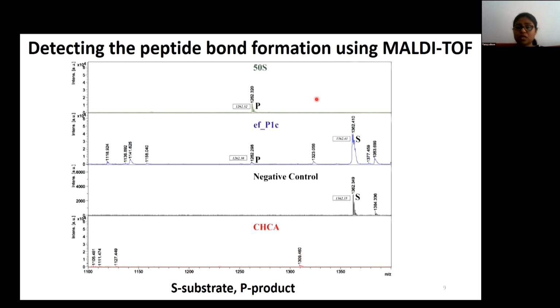That is, all of the starting material was consumed in the process. However, for EFP1C, which is one of the constructs that we had designed, a significant amount of starting material always remained. For our experiments, we used a negative control in which there was no RNA or ribosome, and CHCA, which is the matrix which serves as the background for the reaction.